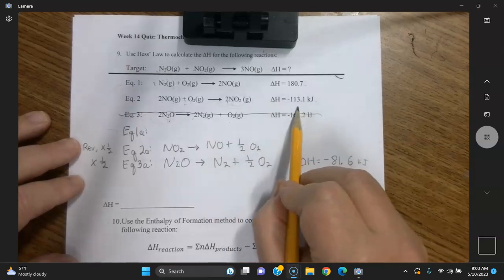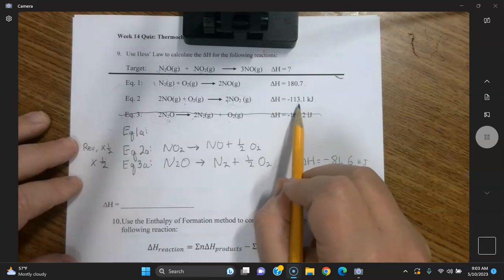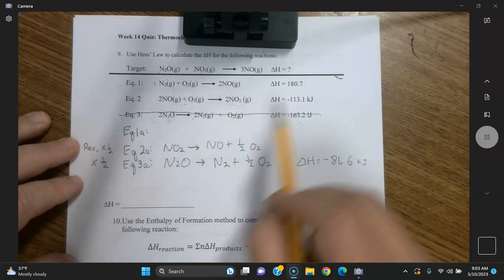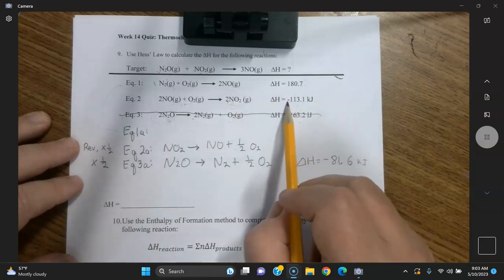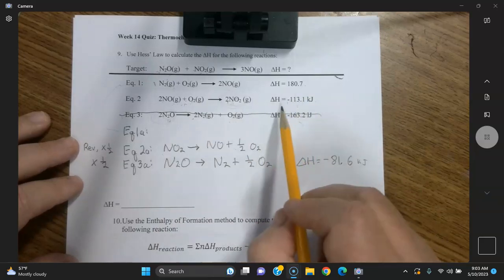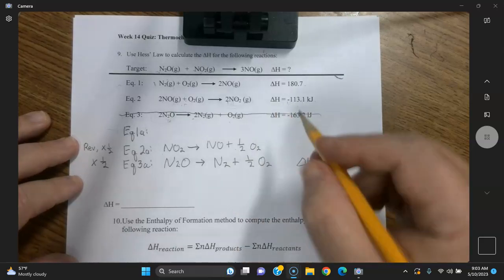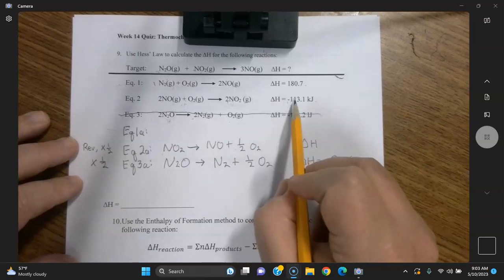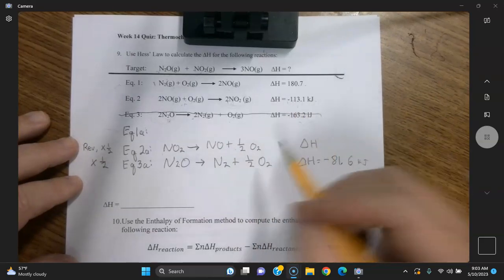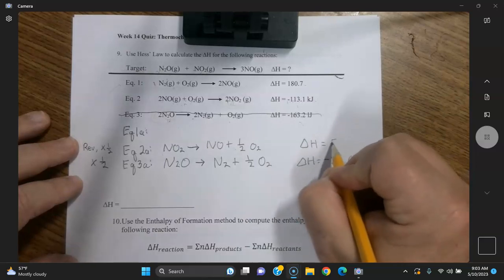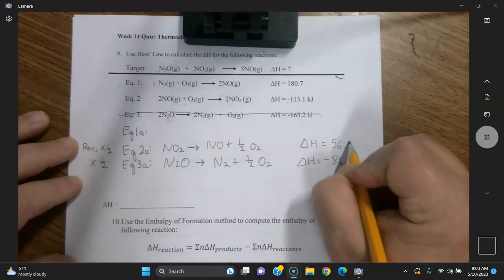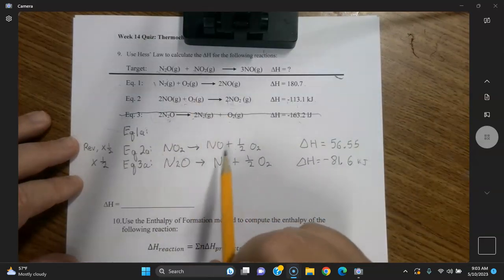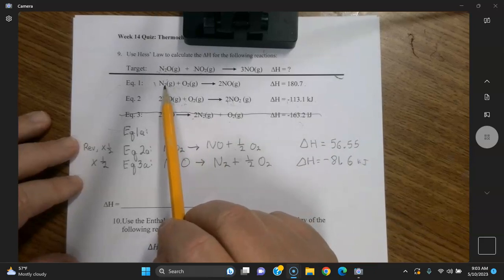Okay, so now what we need to do to this number is we need to make it a positive because we reverse the equation. You reverse it, you change the sign, so it's positive, and then we multiply it by 1/2. Okay, so that gives us delta H now. So again, the -113 becomes a positive 113, and then you divide it by 2. You multiply by 1/2. So that equals 56.55. Okay, and then finally equation 1.